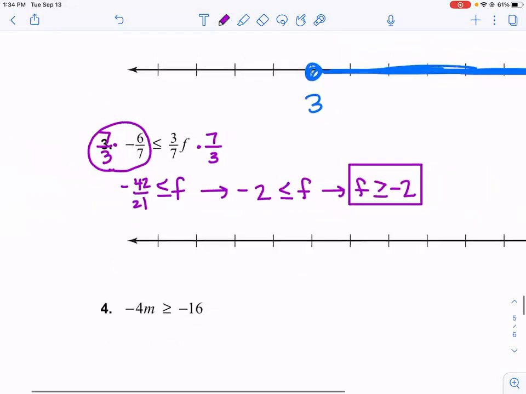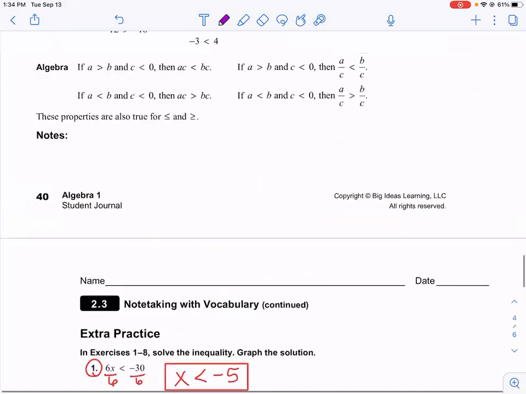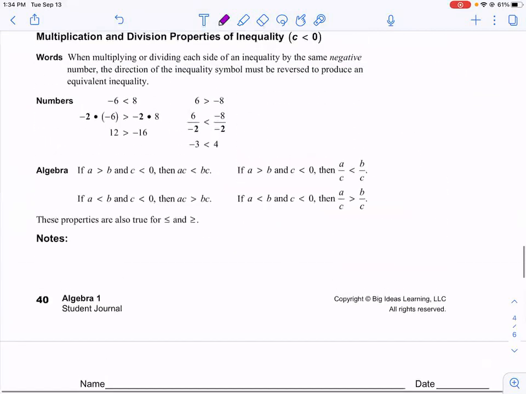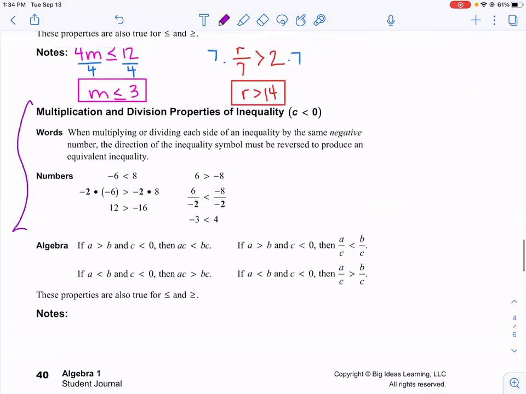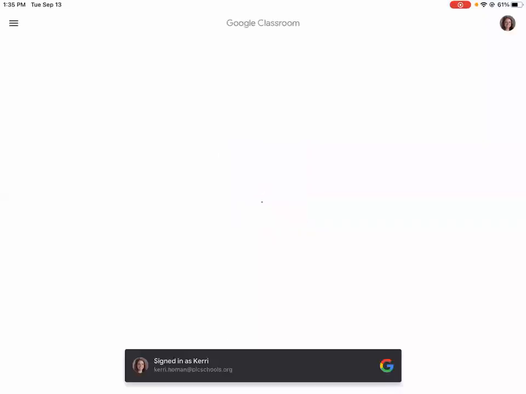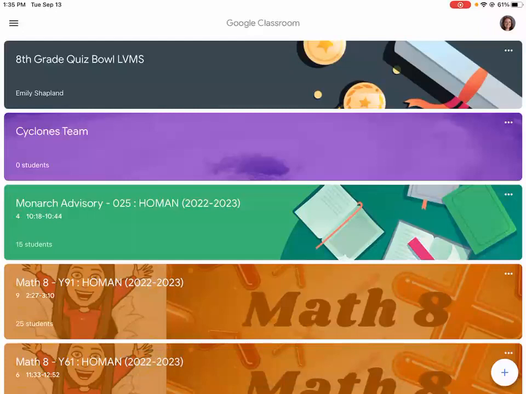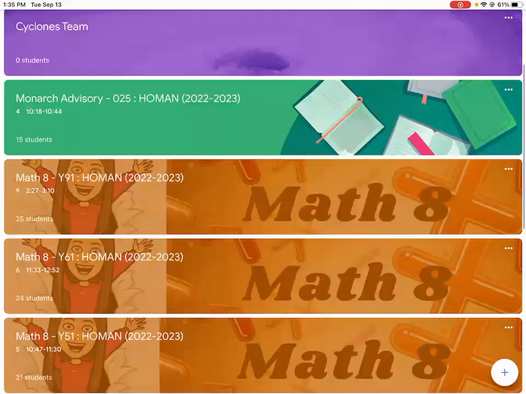We are going to continue on 2.3 tomorrow, and we're going to look at this section right here. What happens if that number is negative? Now, your homework. Let's go ahead and look at Google Classroom together real quick. Your homework is coming from 2 different pages. One page, you're going to practice the adding and subtracting. The other page, you're going to practice the multiplying and dividing.